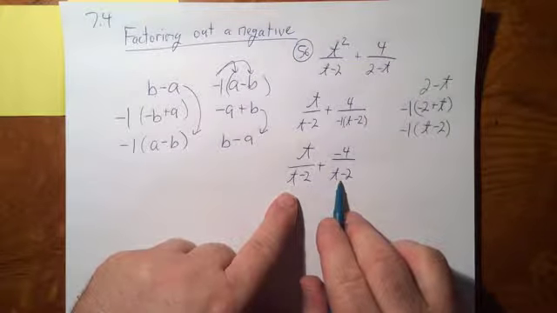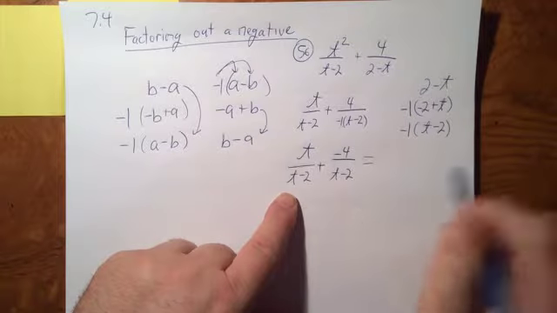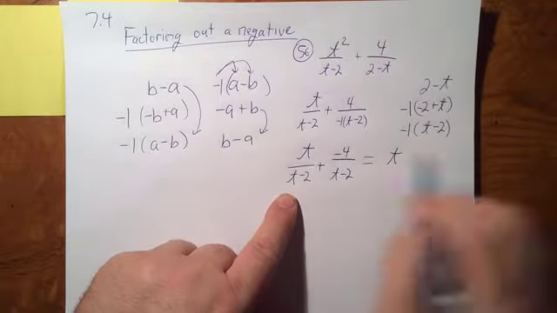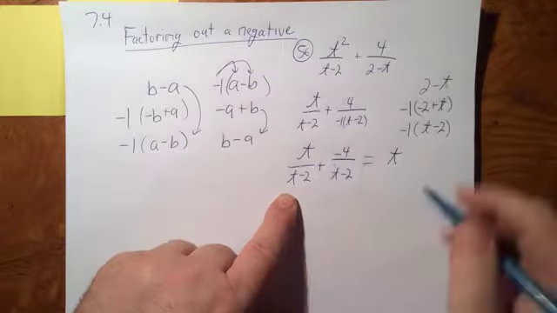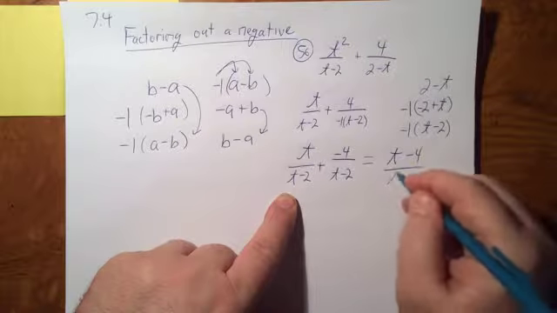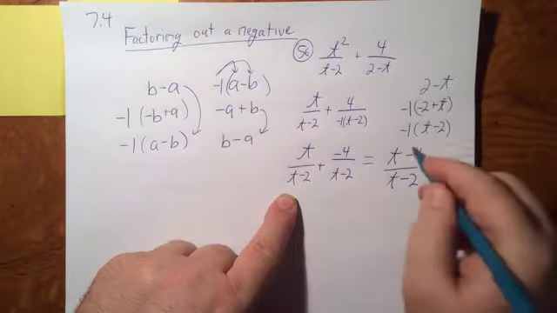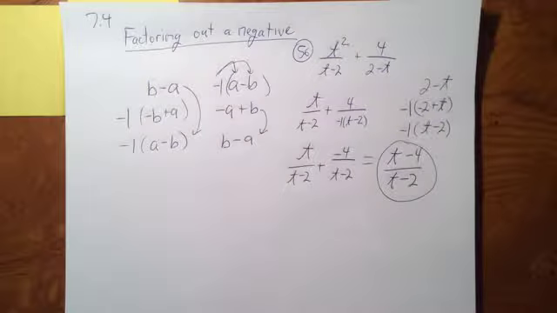I now have a common denominator. And I can simply write this now as t squared, plus a negative 4 will be minus 4, and now I have this t minus 2, and we have our answer simplified. So with this simple technique, we can find a common denominator with some ease and work toward getting an answer quicker.